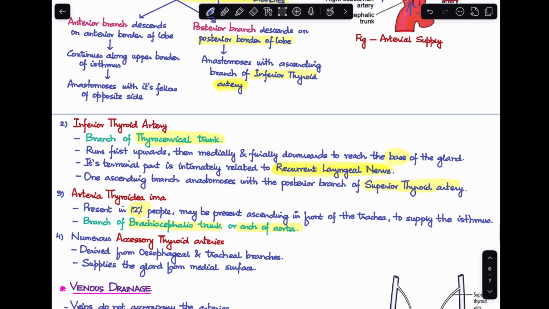Last of all, there are numerous accessory thyroid arteries. These are all derived from esophageal and tracheal branches, and they supply the gland from the medial surface.